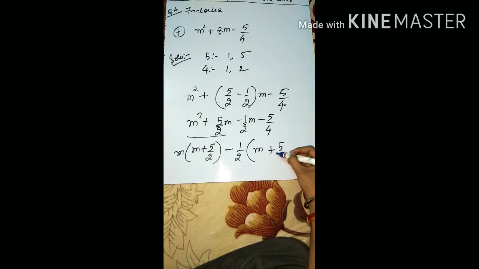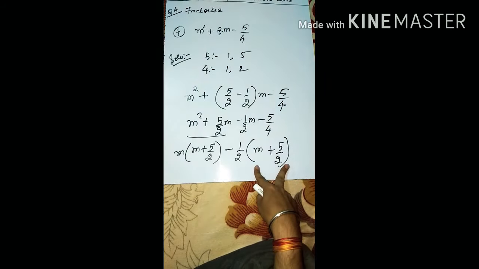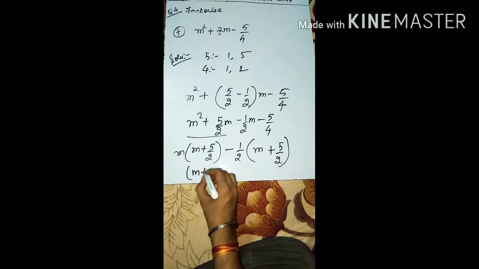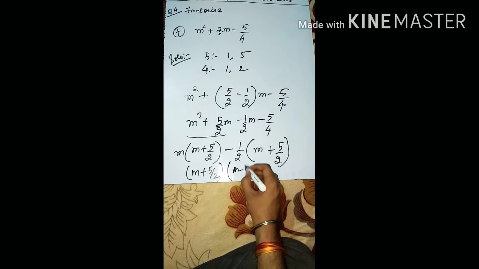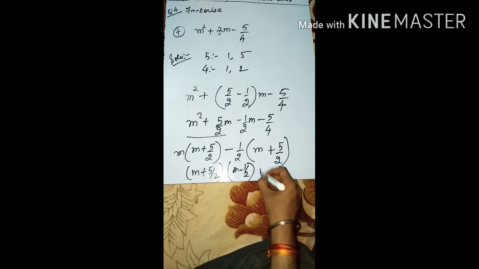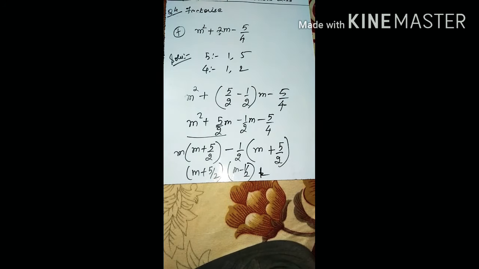So from this one you are only left with half m, because half is taken common, and since you already took minus common, this will become plus. 5 will be 5 only, and this is 2, m plus 5 by 2. This is m plus 5 by 2, and m minus half. This is the answer.